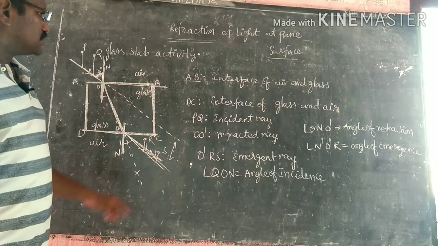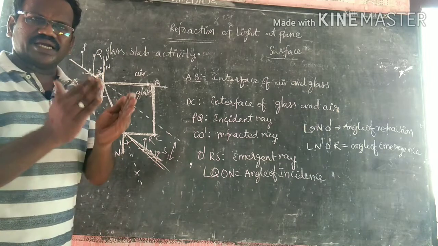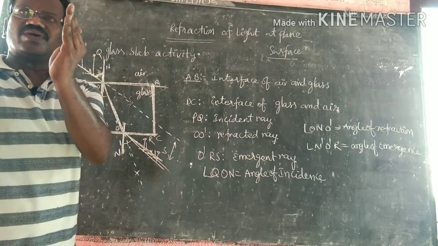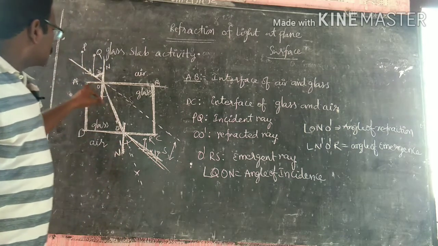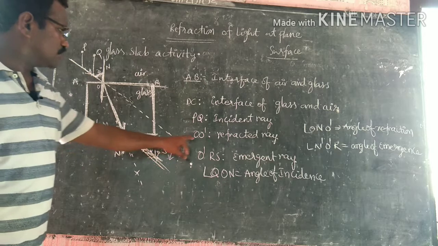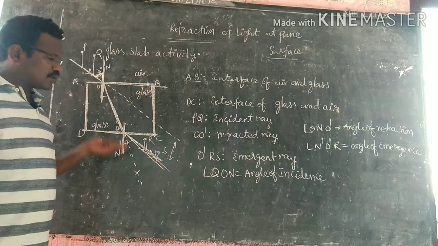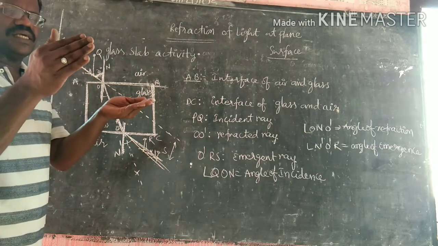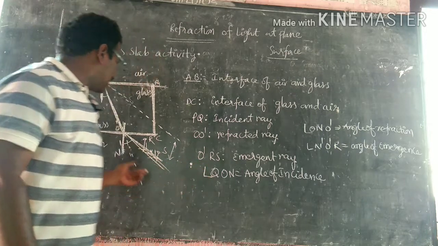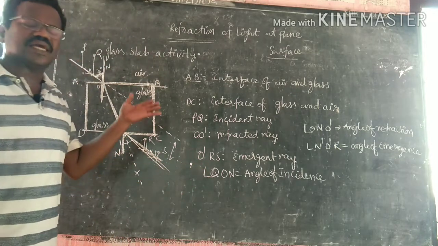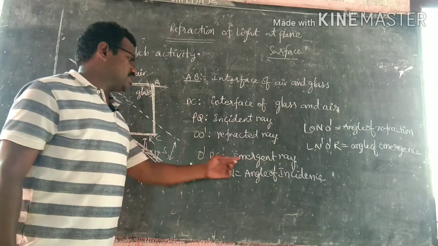See, in this case, we considered PQ as the incident ray. The light ray that falls on the given surface at a certain angle is called the incident ray. Next, come to OO dash. OO dash is called the refracted ray. That means after the process of refraction, the light ray that comes out is called the refracted ray. Then comes the emergent ray. The light ray which emerges, meaning comes outside after the total process, is called the emergent ray.